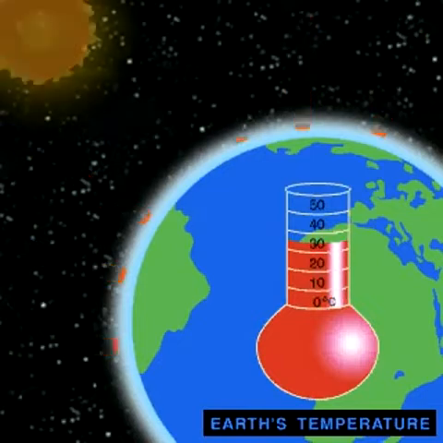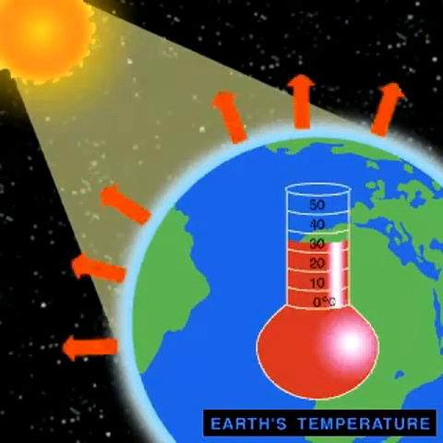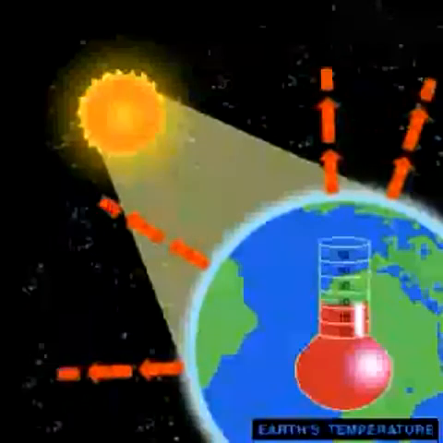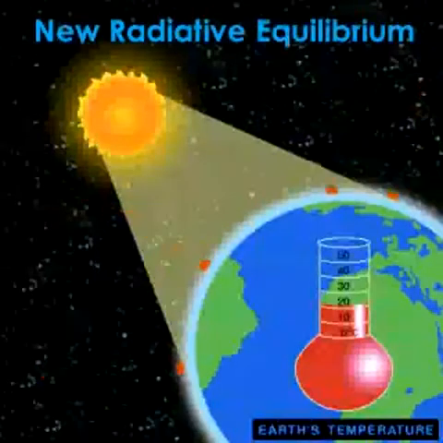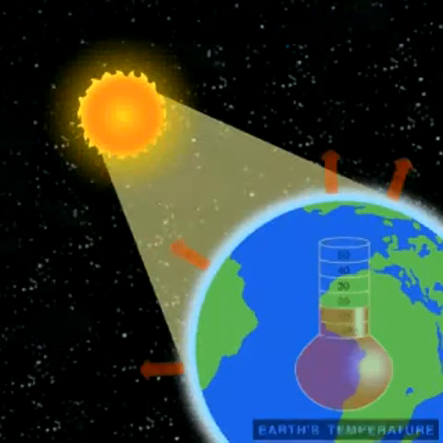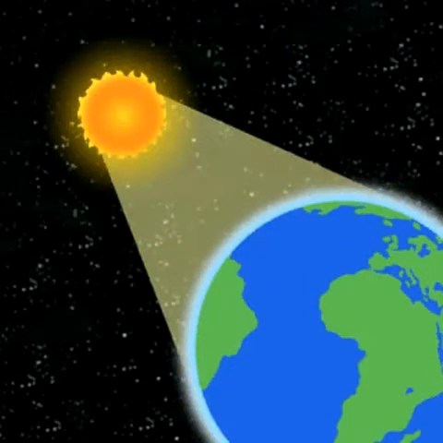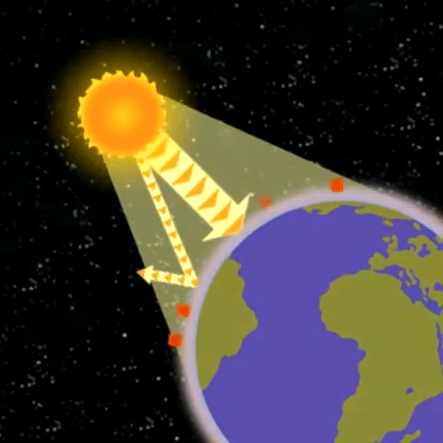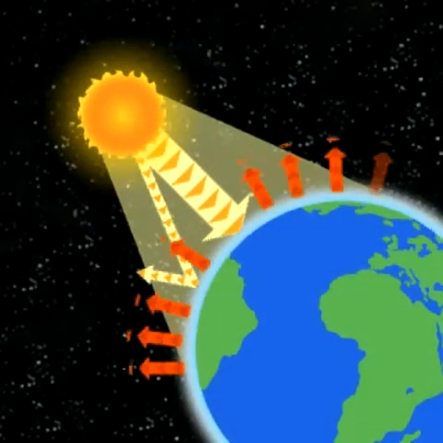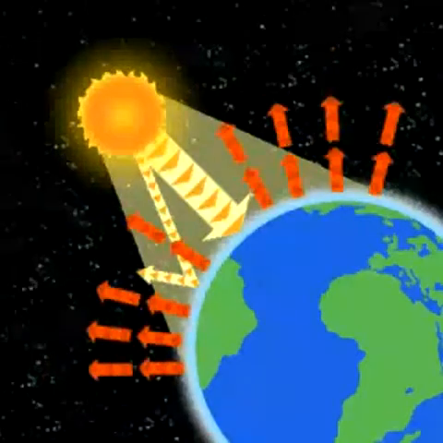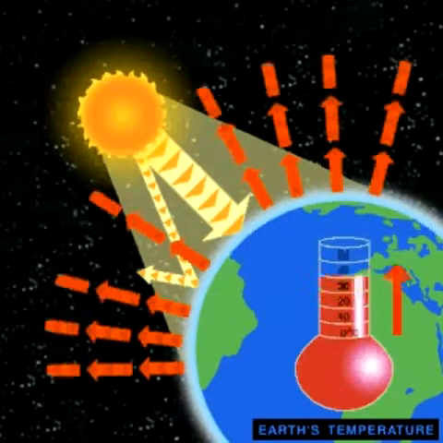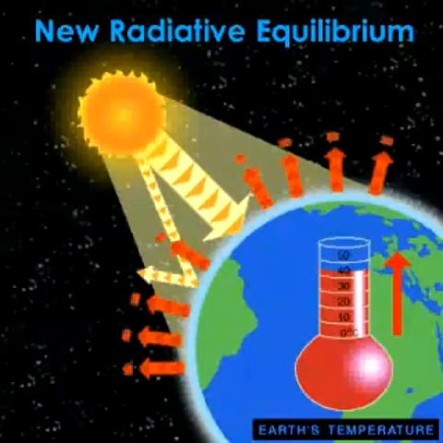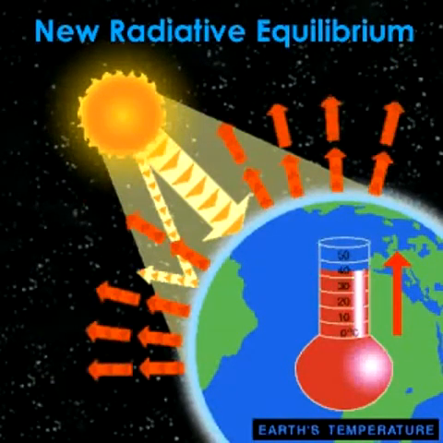If one of the components of the Earth's energy balance changes the amount of long-wave radiation the Earth emits, the temperature of the Earth will also change, and the Earth will arrive at a new radiative equilibrium. For example, if the amount of solar radiation absorbed were to suddenly increase, the amount of long-wave radiation emitted would also increase. The temperature of the Earth would then increase, but a new radiative equilibrium would be reached, so the Earth would not continue to become hotter.